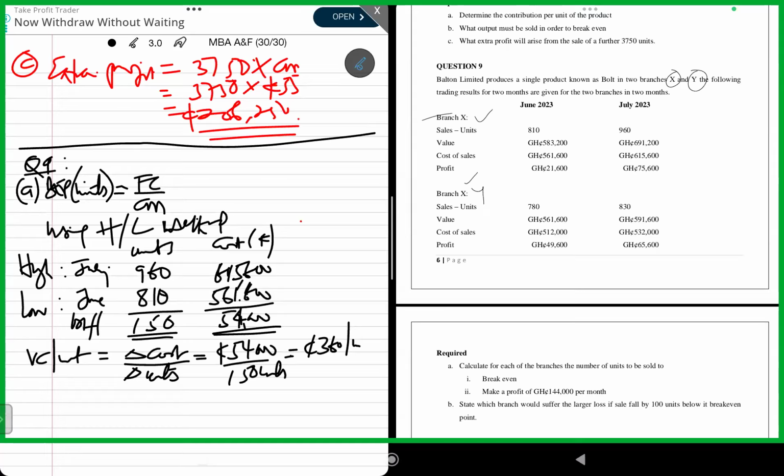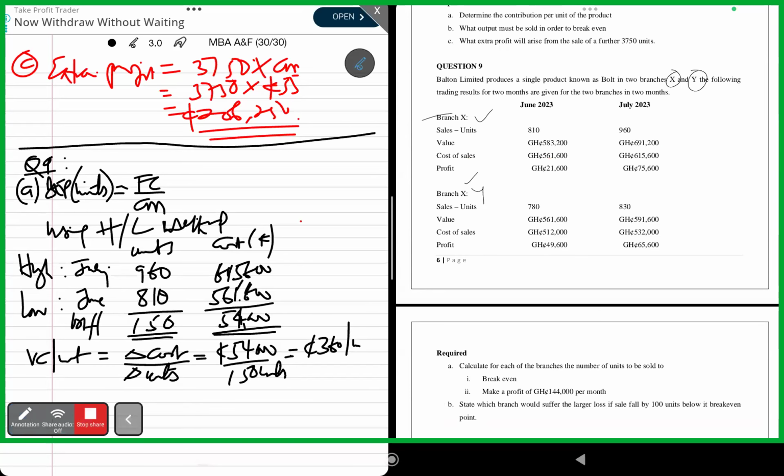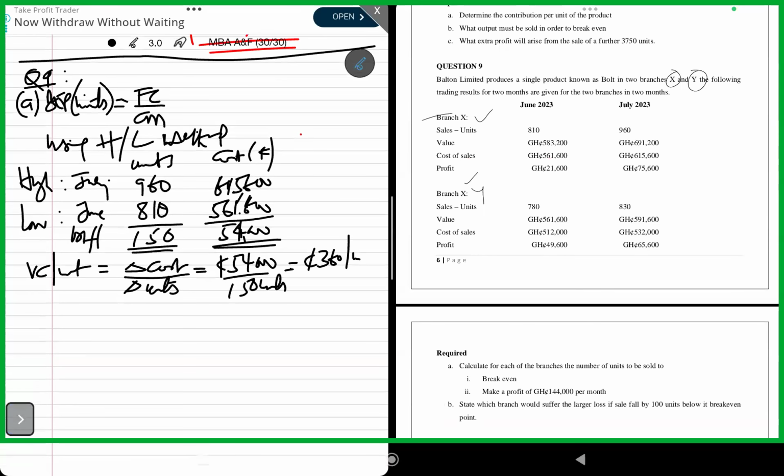Don't forget, we are looking for the fixed cost. This cost of sales figure has a component of variable cost and a component of fixed cost. So we need the fixed cost component so that we can use it to compute the break-even point. If we use the entire cost of sales, we are wrong, because it has a variable component and a fixed component. Are you good? Yes. Let's continue.